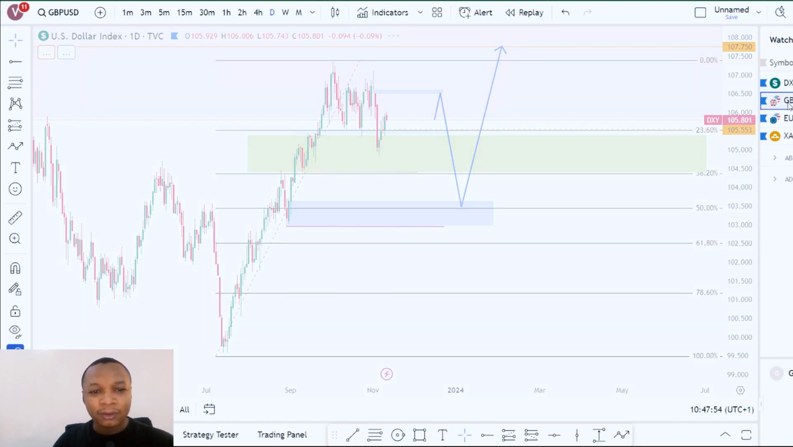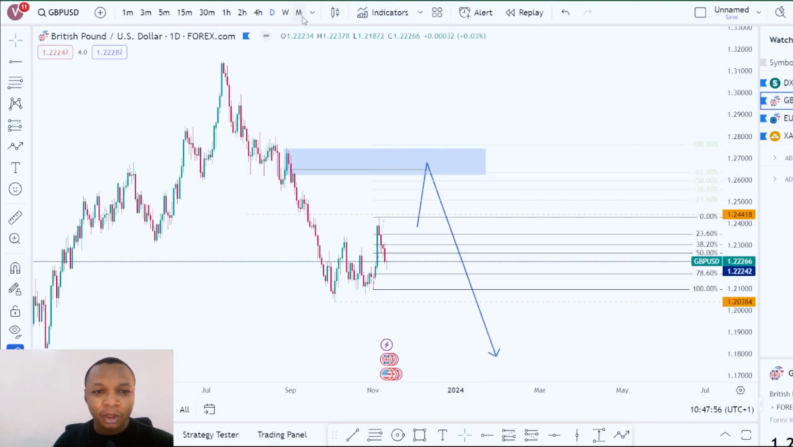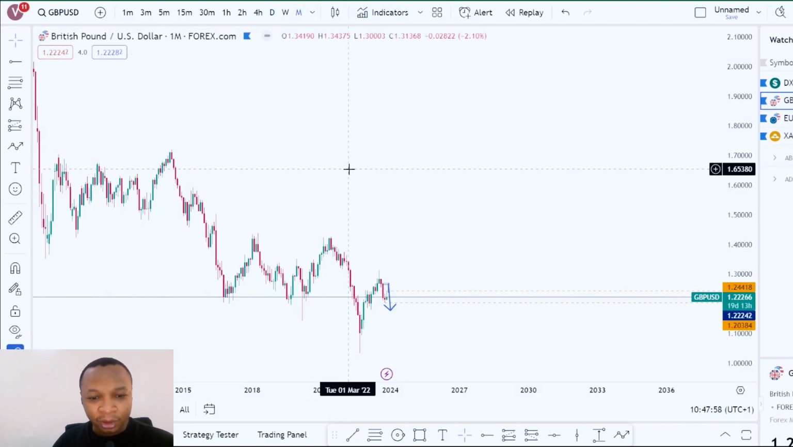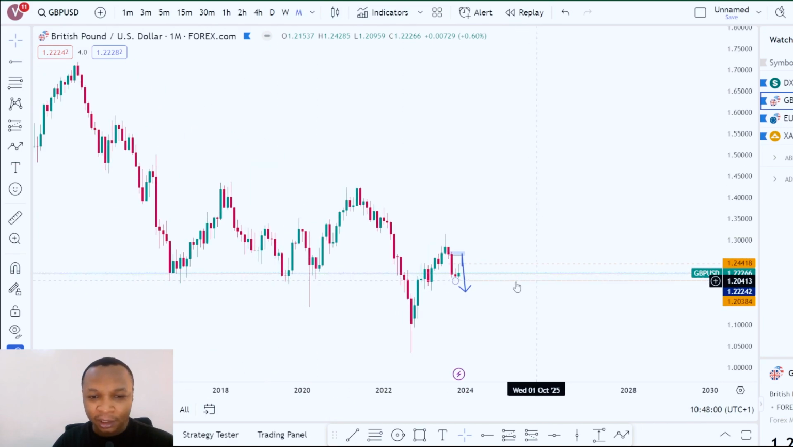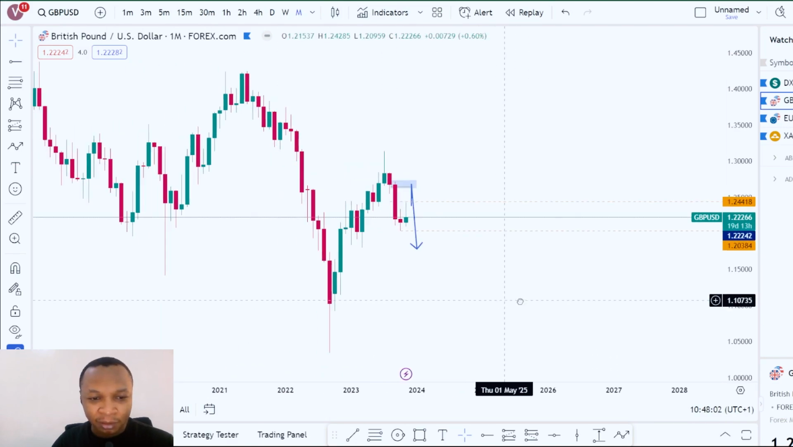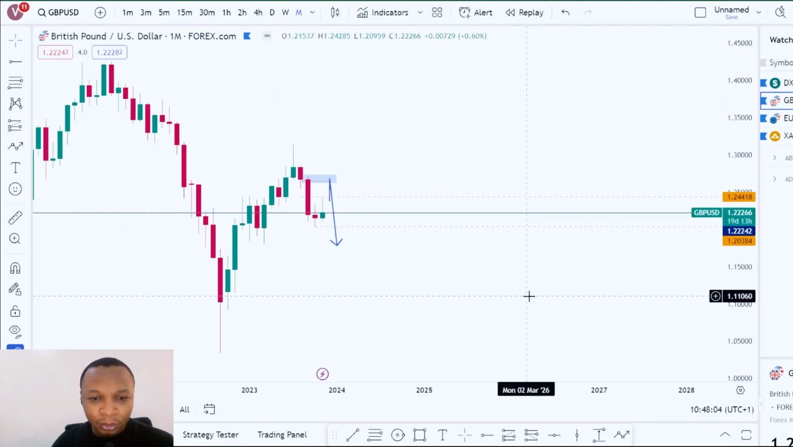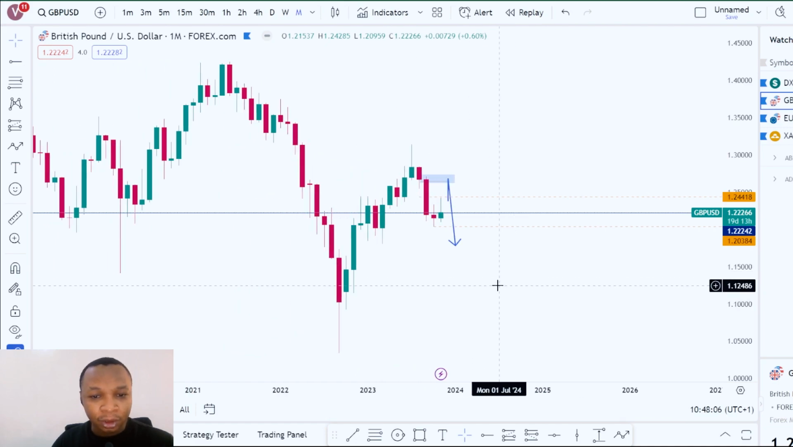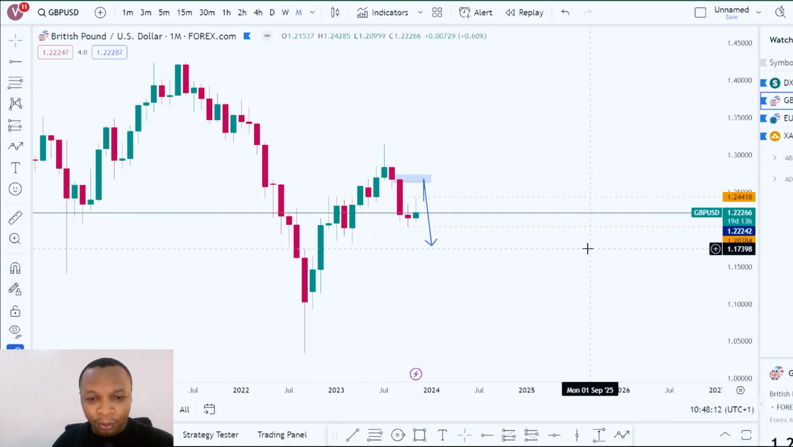But let's just look at one foreign currency before we end this video. With the interpretation we have from the dollar index, you should know what to anticipate and expect from the other foreign currencies. Okay, so this is for GBPUSD. You could see that there's also a fair value gap on the monthly.